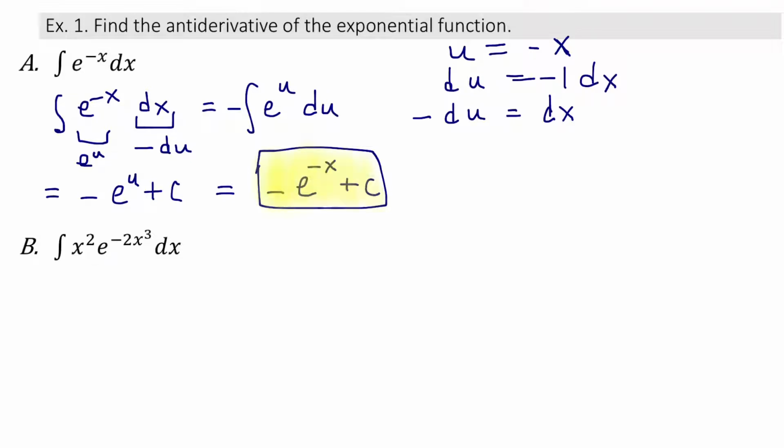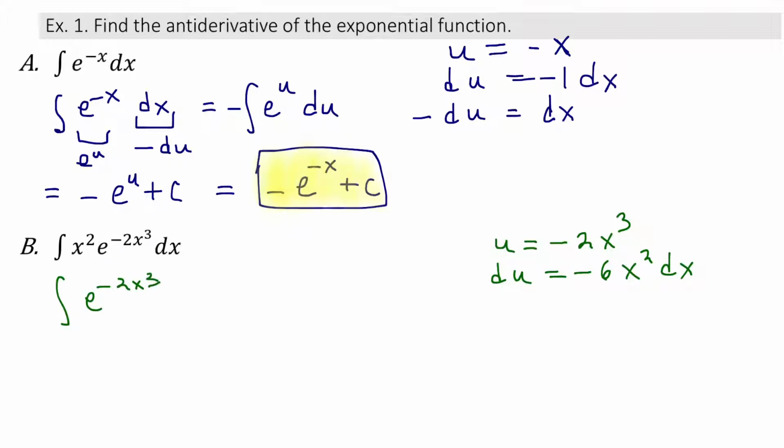Now looking at the second problem, I'm once again going to say that my power will probably work as my u. Let's try it out. So my power is negative 2x cubed, which means du is negative 6x squared dx. So if I look at my setup, we'll rearrange it a little. I've got e to the negative 2x cubed times x squared dx.